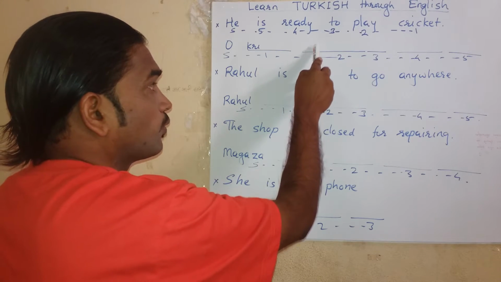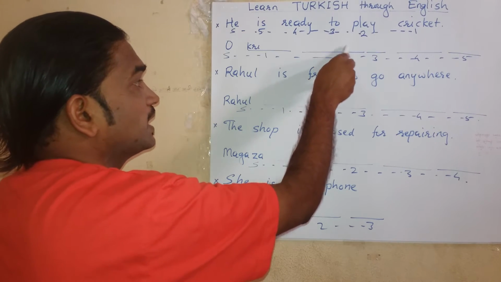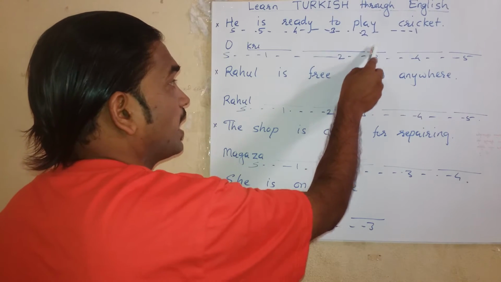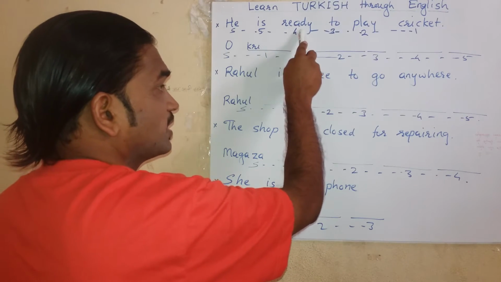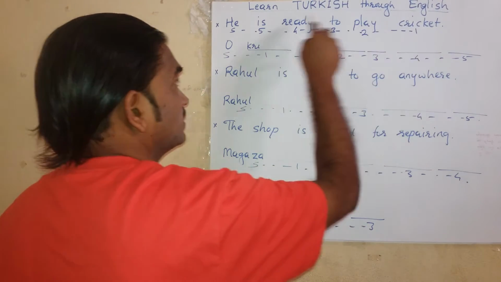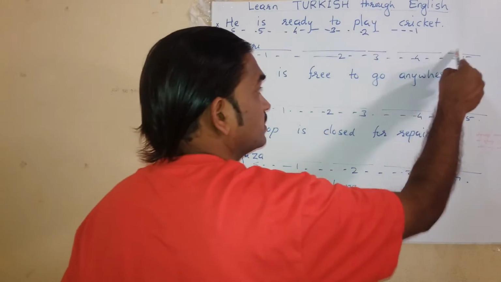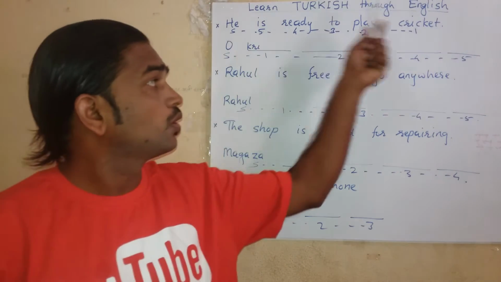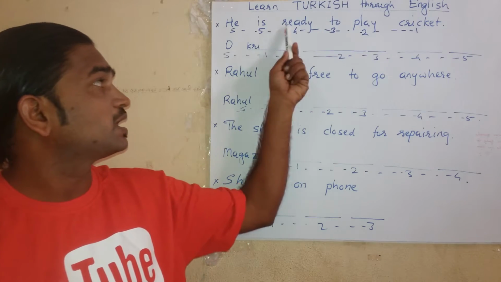Then you should write the word for play, oynam. O-y-n-a-m, oynam. For to, ya. Y-A, oynam ya. The word for ready is hazir. H-A-Z-I-R. The word for is is dir. D-I-R, hazir dir. O cricket oynam ya hazir dir.